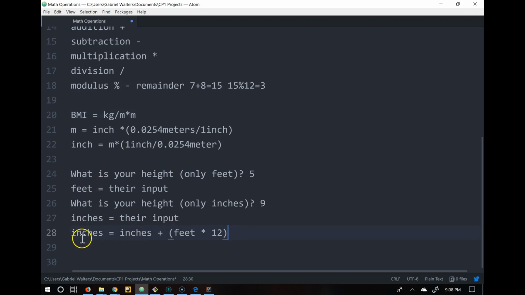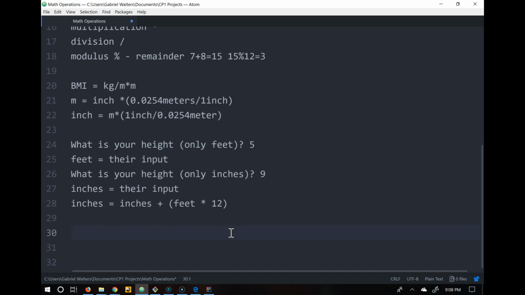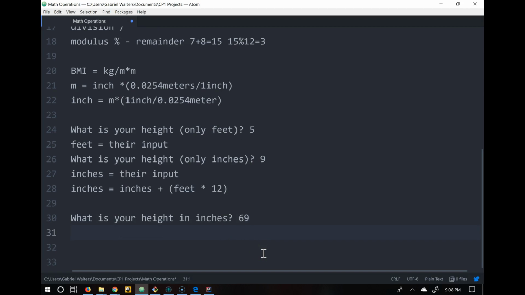Instead of having to do all of this conversion, which I think is good practice for you to get used to, because we can take our original variable, tack stuff onto it, do some math onto it, and reassign it back. The other way is that you could say, what is your height in inches? And you already have them do the conversion. So they say that they are 69 inches. Well, then you can just assign that as their input.